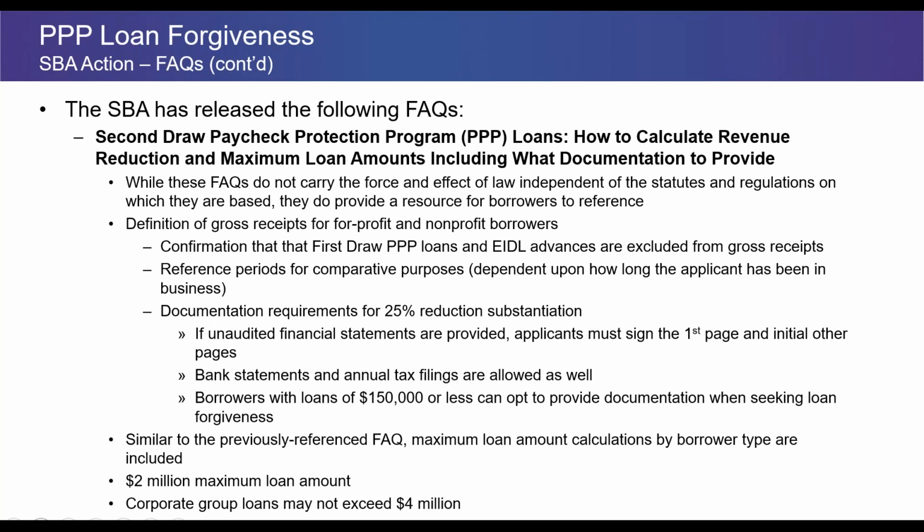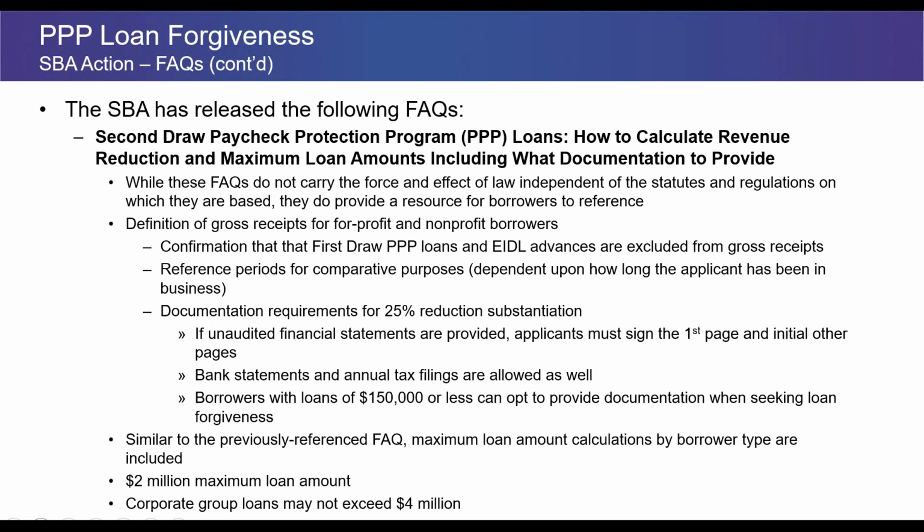And again, it goes through the documentation requirements and what needs to be signed. I know that borrowers that were submitting PPP loans may have gotten initial rejections if they didn't actually sign the first page of the document and initial the others. So it just talks about that specific information. And also importantly, for borrowers with loans of 150,000 or less, you're not required to provide this revenue reduction documentation when you seek the loan, when you apply, but when you apply for forgiveness.